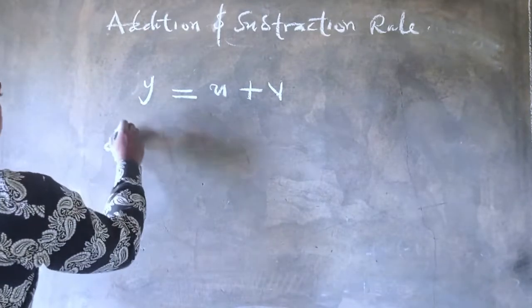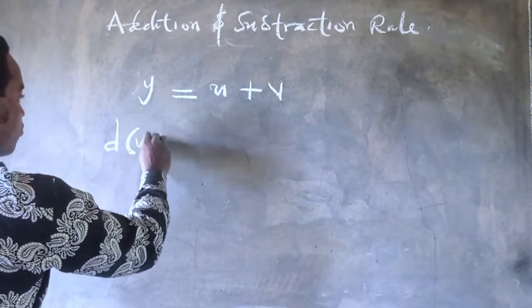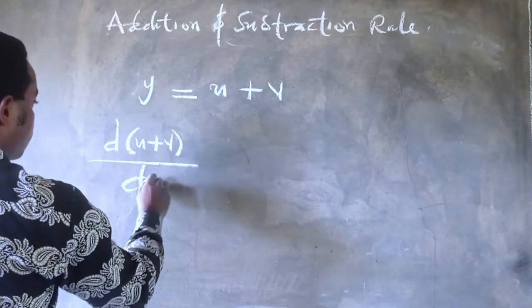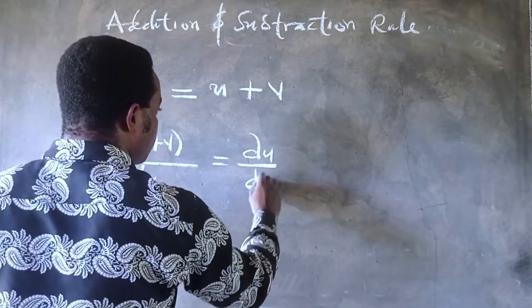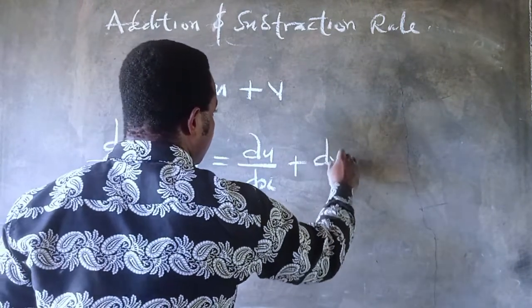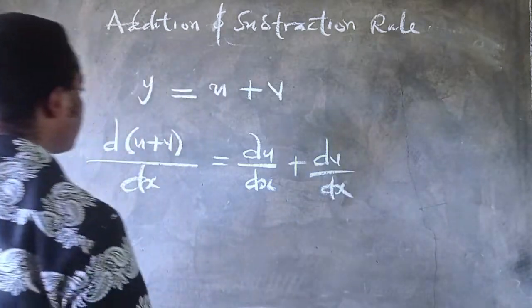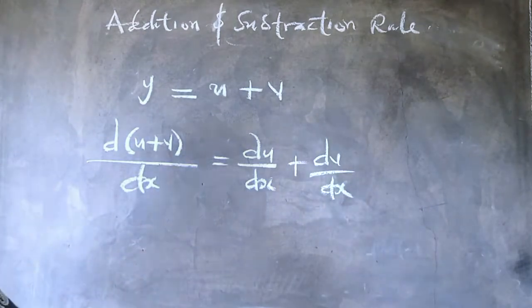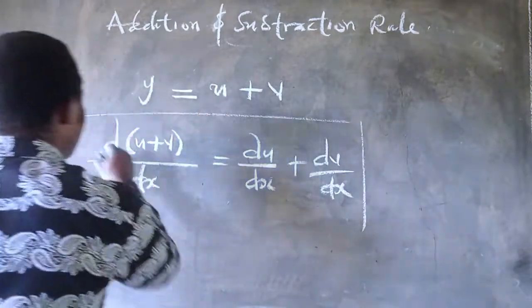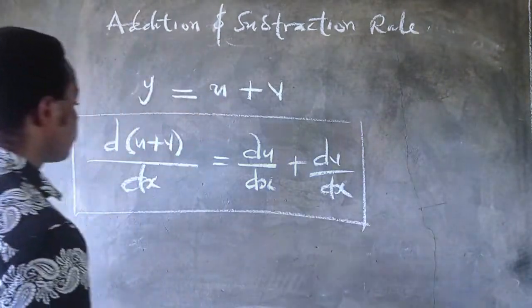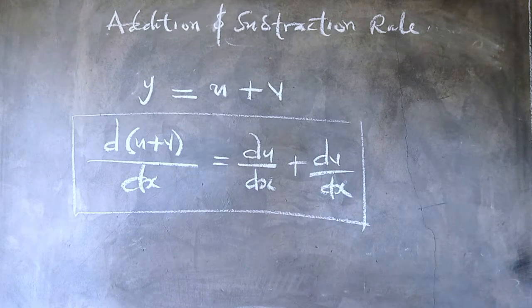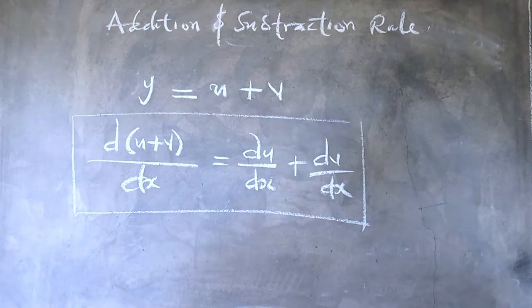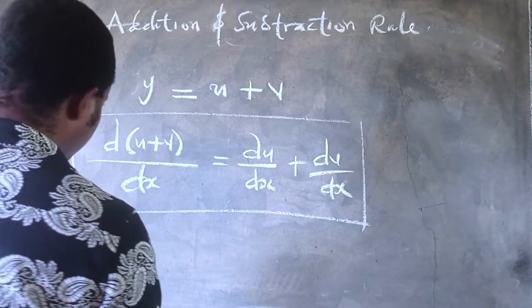So the expression for dy/dx, or the differential coefficient of u plus v with respect to x, is going to be the differential of u with respect to x plus the differential of v with respect to x. In simple language, you just have to be calculating the differential coefficient of individual components of the function and add them up, or subtract them, just as the case may be.